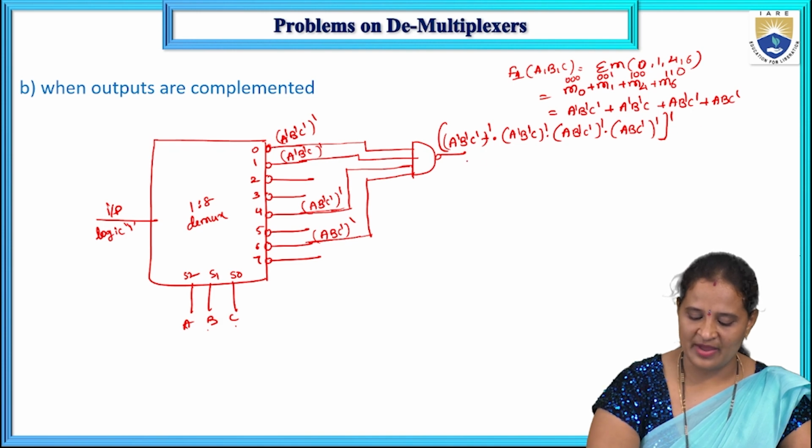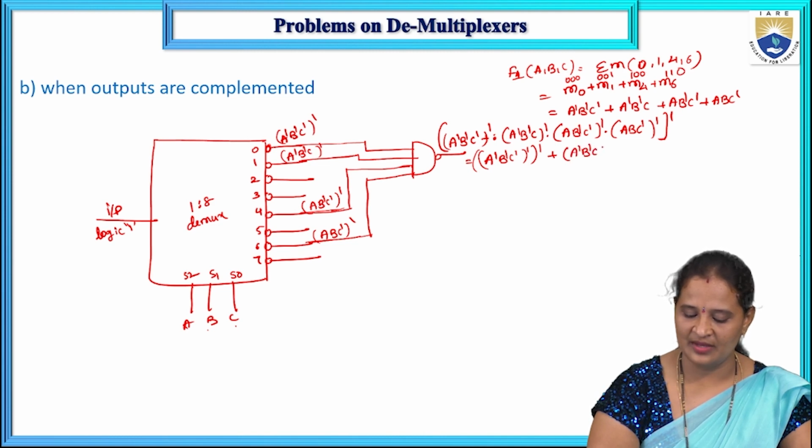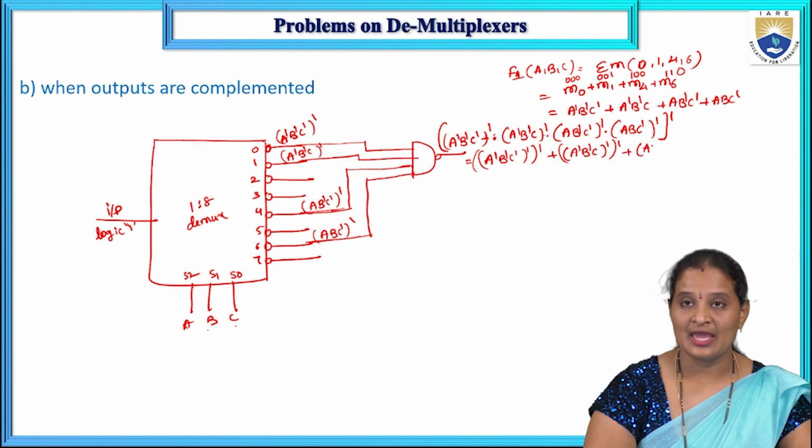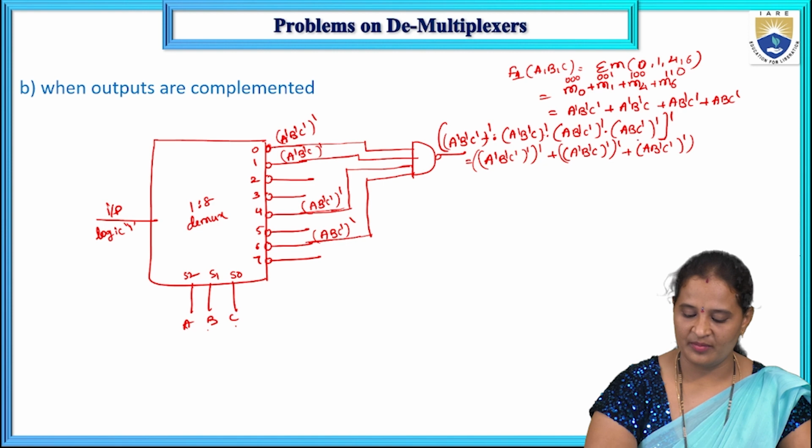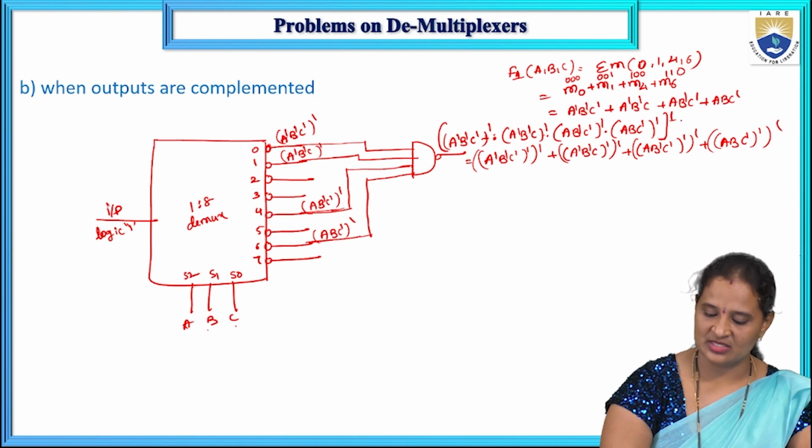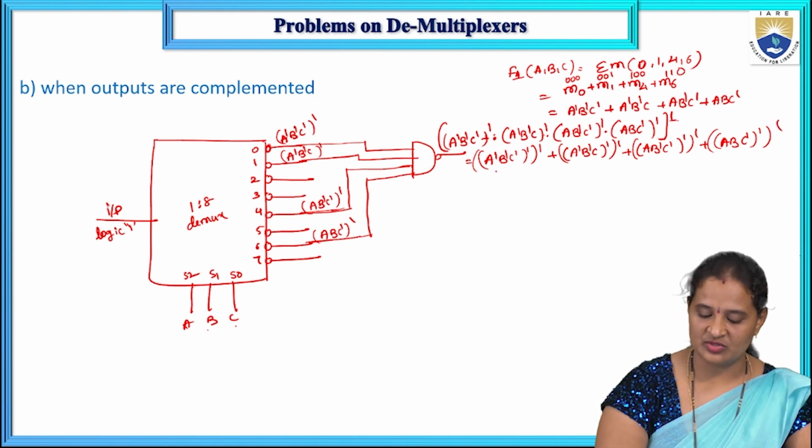So here now if I expand this one, what will I get? A bar, B bar, C bar, complement, whole complement. This AND operation becomes plus. And then again, A bar, B bar, C, complement, whole complement. And AND operation becomes plus. A, B bar, C bar, complement, whole complement, plus A, B, C bar, complement, whole complement. So I am just expanding this complement so that the AND operation becomes OR. So this complement gets cancelled here. Okay. So finally what will I get?